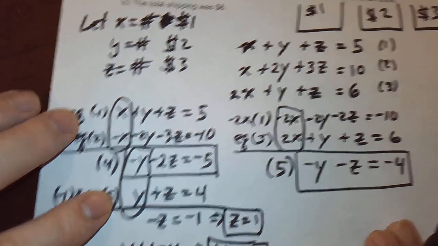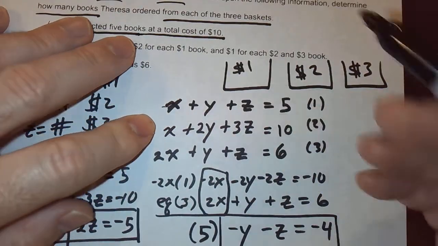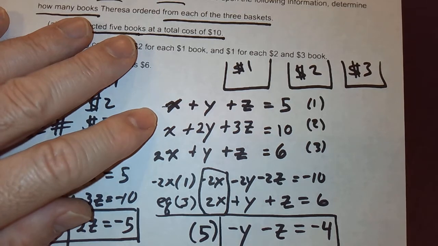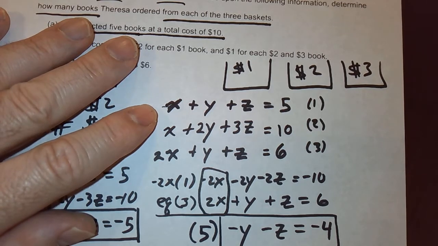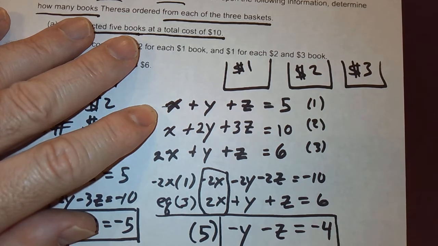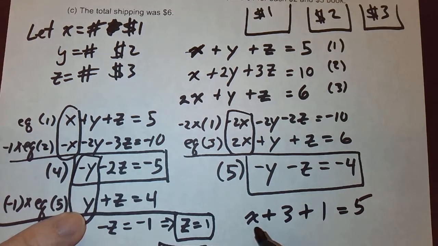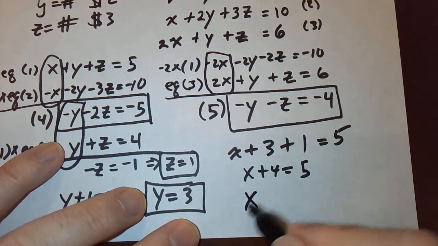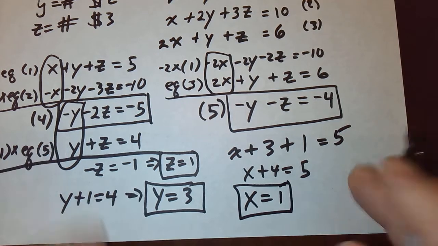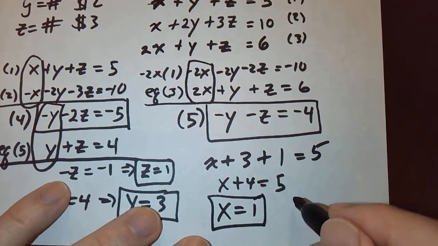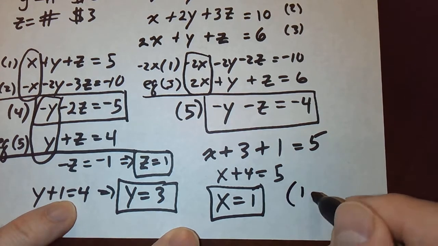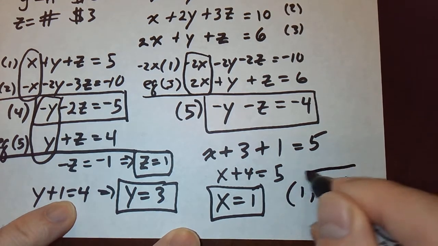All right, now we can go back to any one of these three equations and determine what x is. The first equation says that x plus y plus z equals 5. That's because y is a 3 and z is a 1. So that's x plus 4 equals 5. So when you subtract 4 from both sides, you get x equals 1. So the solution, if we wrote it as a 3-tuple, would be 1, 3, 1.